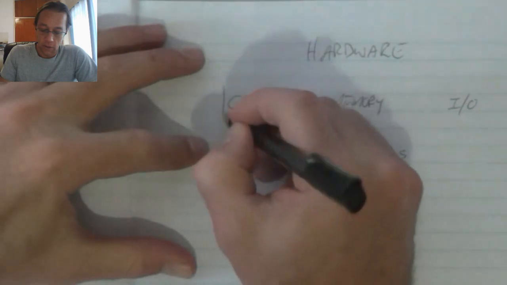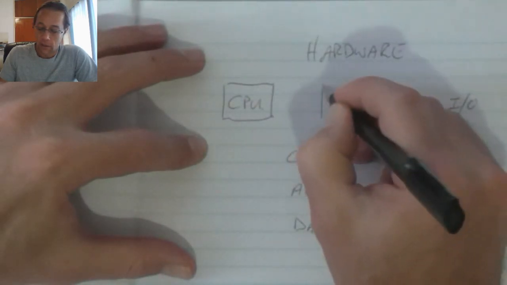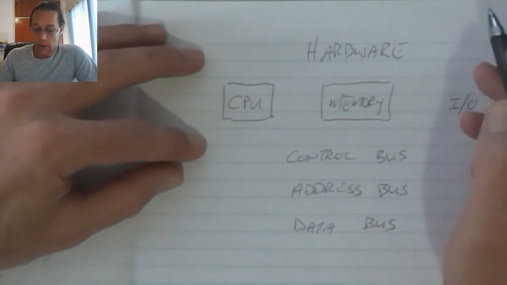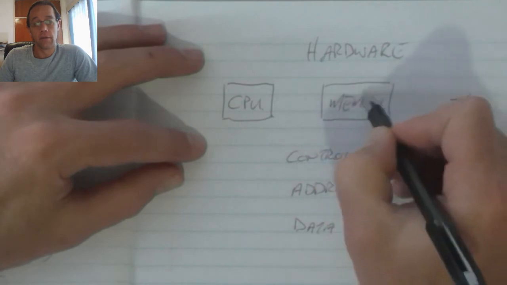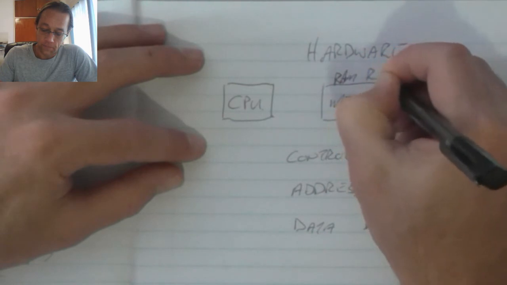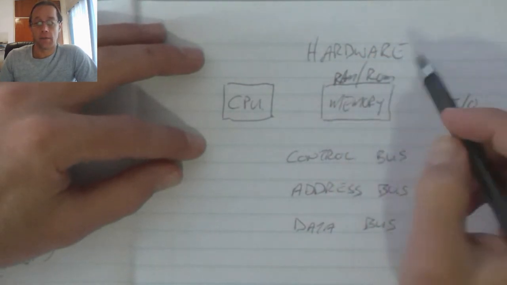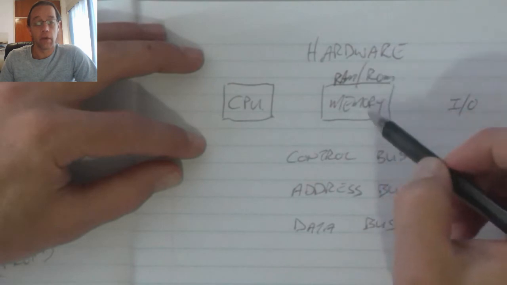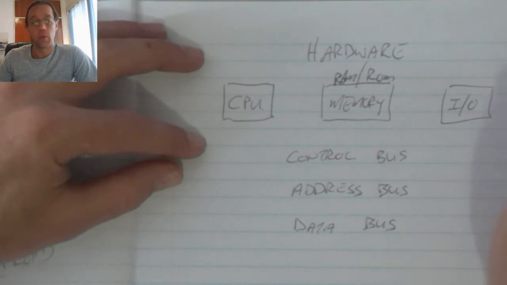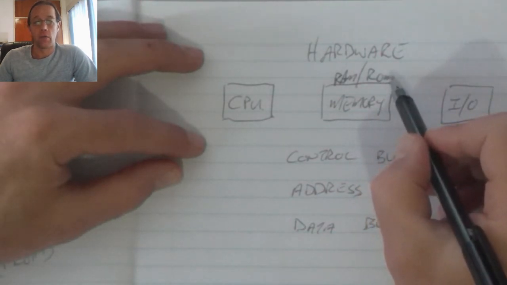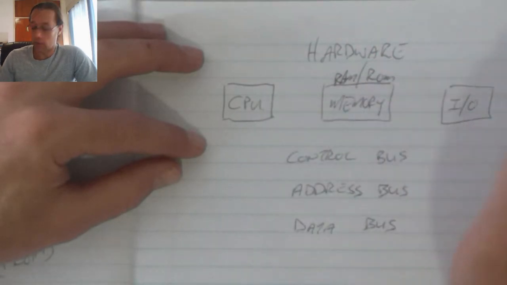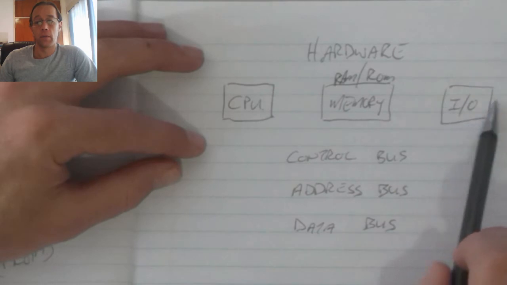So the CPU is the brain of the computer, which does all the calculations. The memory is divided into RAM and ROM. Now the RAM is random access memory, which is used to store temporary information for short periods of time, and the ROM, or the read-only memory, is used to store the actual program that tells the CPU how it should do calculations.